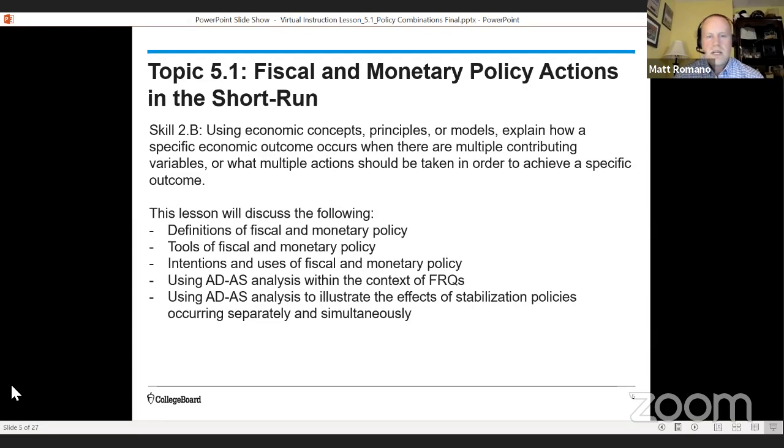Skill 2B is using economic concepts, principles, or models to explain how a specific economic outcome occurs when there are multiple contributing variables, or what multiple actions should be taken in order to achieve a specific outcome. In other words, looking at policy and stabilization and saying, okay, what happens when these things are going on at the same time? What happens when they're happening not in a vacuum, but together? How do we understand that? How do we apply it? How do we explain it? In particular, how do we do so using models?